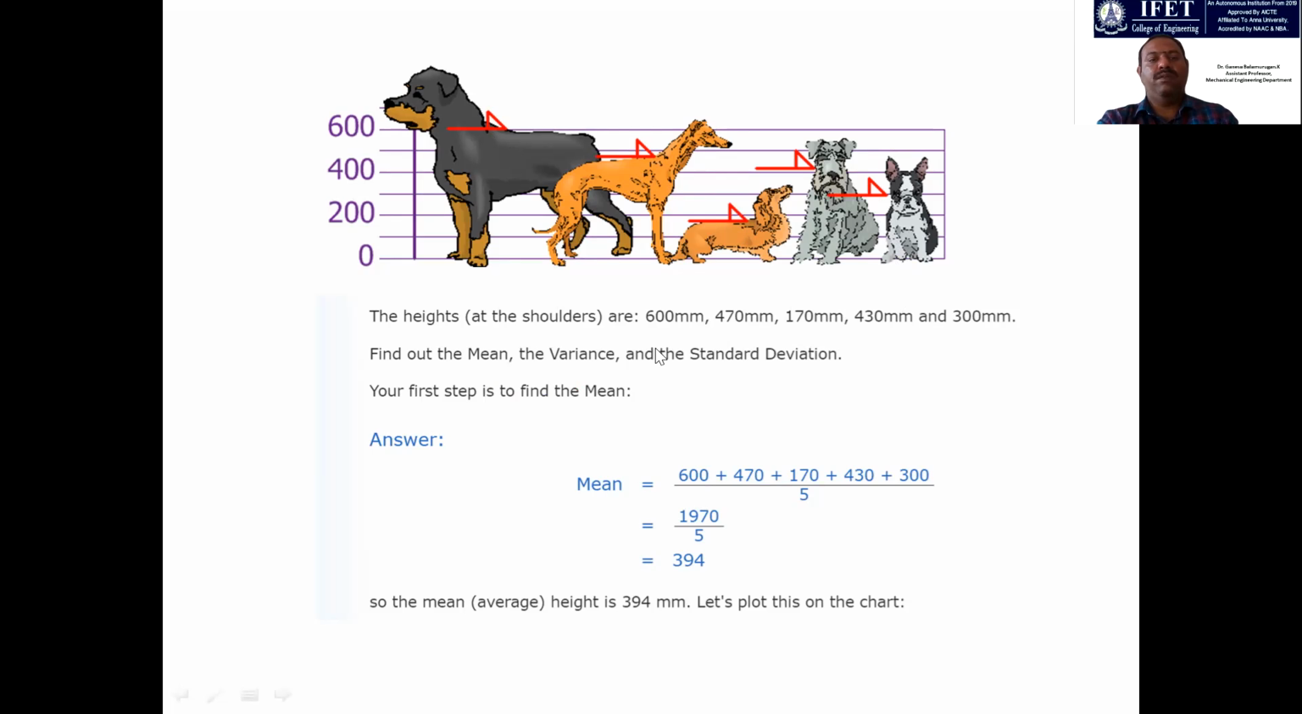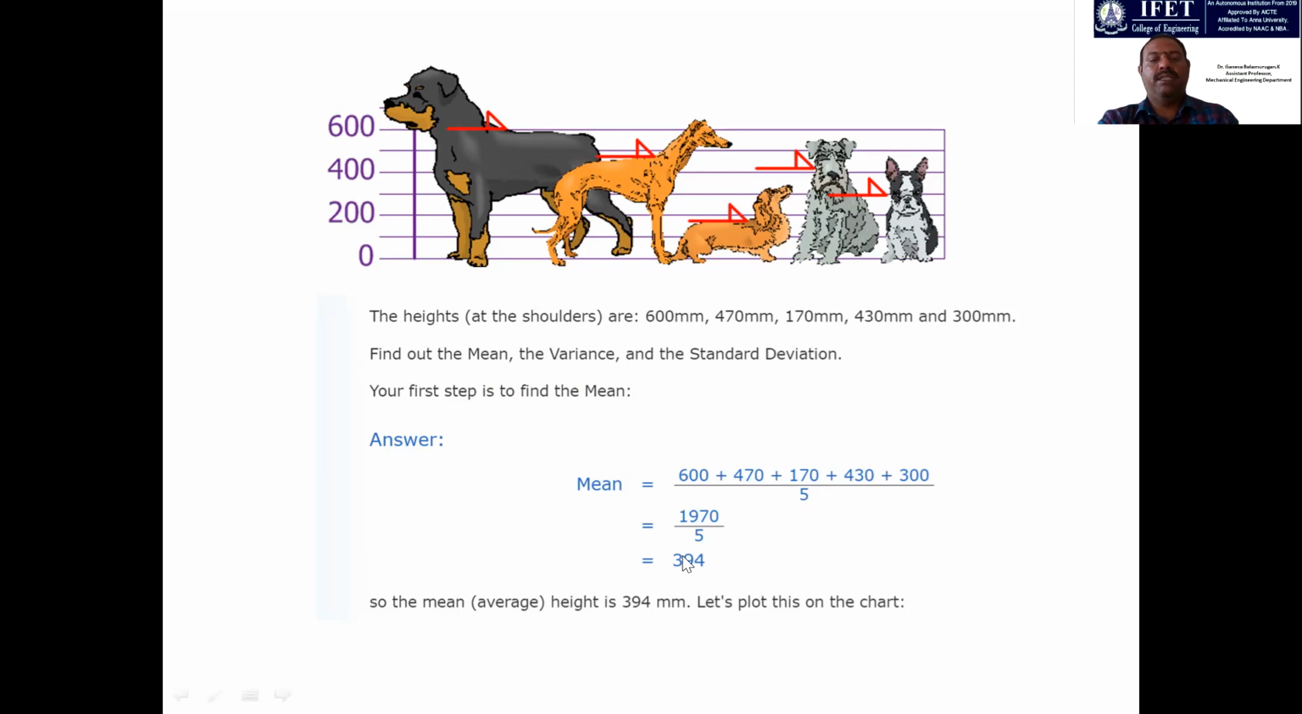Okay, and the first step is to find the mean. So how do we find the mean? Add all the heights: 600 plus 470 plus 170 plus 430 plus 300, and divide by the number of dogs: 1, 2, 3, 4, 5 dogs, so divided by 5. Then you will get 394. 394 is the mean height of these dog breeds.